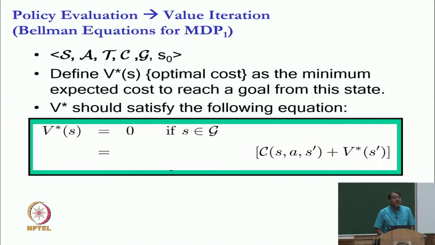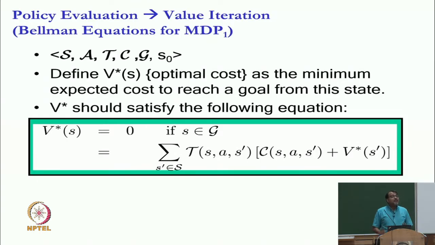Now, there are two problems. Problem number 1, we do not know S prime. Problem number 2, we do not know A. Think logically. Over S prime, what do we have to do? Is S prime in our control or not? Yes or no? No. If it is not in our control, what do we take? Expectation. So, we take expectation over S prime.